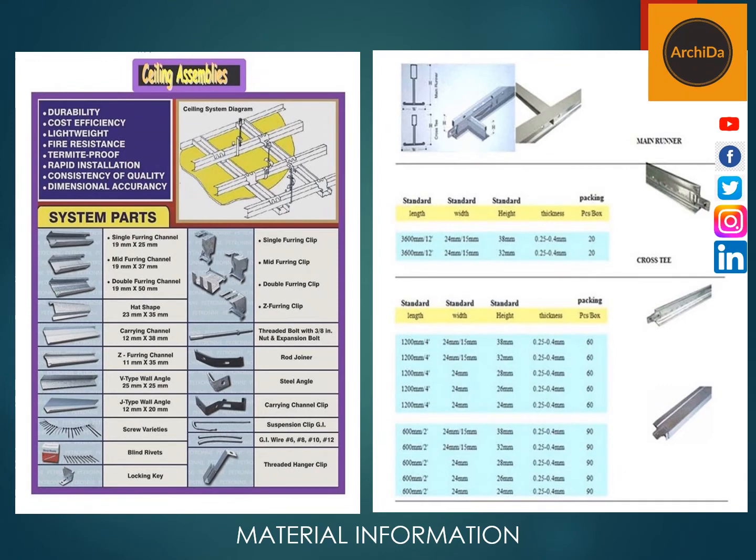Now, this picture here just shows one of the brochures given by certain steel suppliers telling you what materials they can supply. So if you look at the left side portion, you can see the various sizes of ceiling framing. That would also include any type of screw varieties, blind rivets, or locking key. Also, if you'll notice here on the right side portion, it includes certain hangers, which for example is a threaded bolt, a rod joiner, steel angle, and so on and so forth. So, meaning to say, when you start designing your steel framing, you will just have to refer to the sizes that you would like to procure.